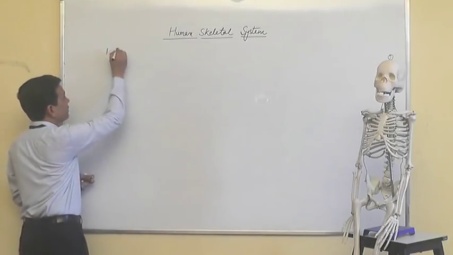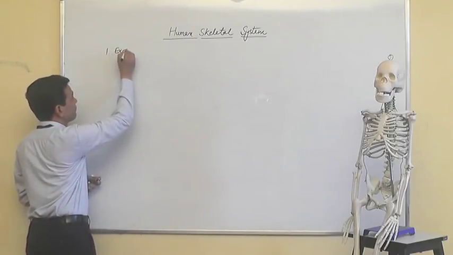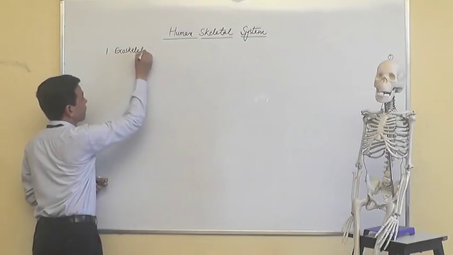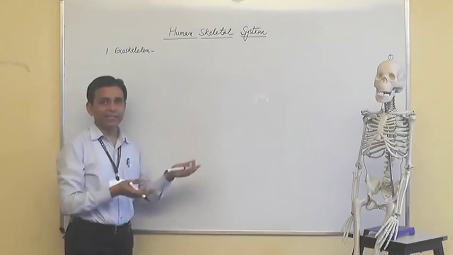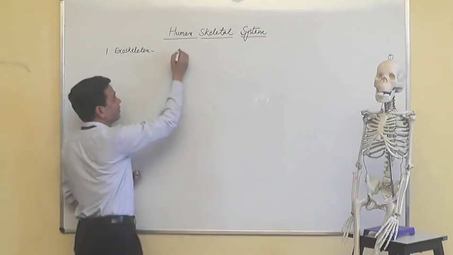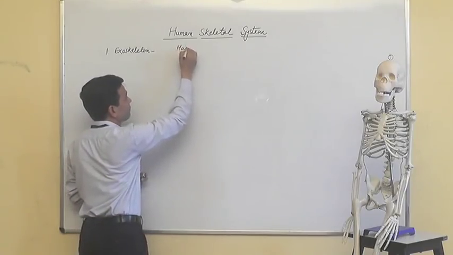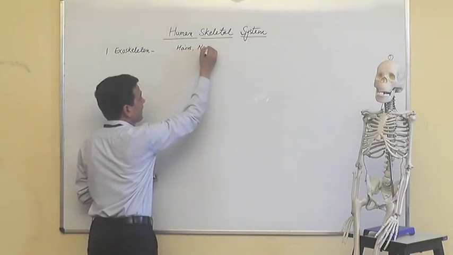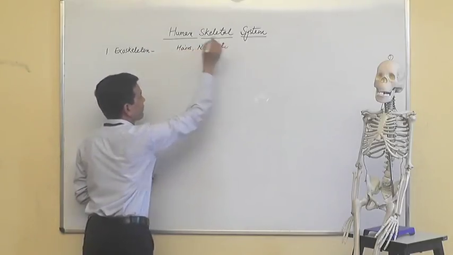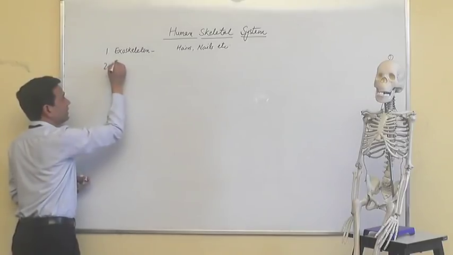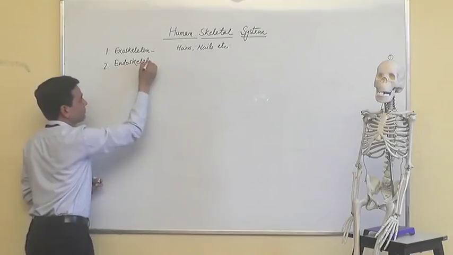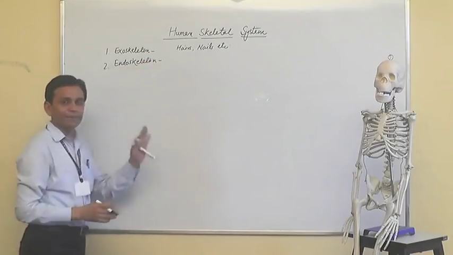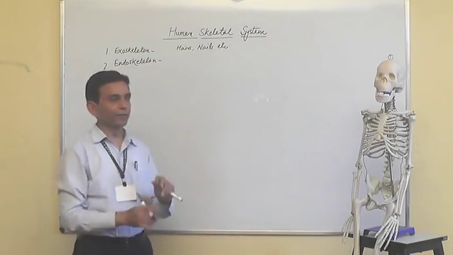Number one, exoskeleton, that is present externally, for example, our hairs and our nails. Second type is endoskeleton. It is present inside of our body.